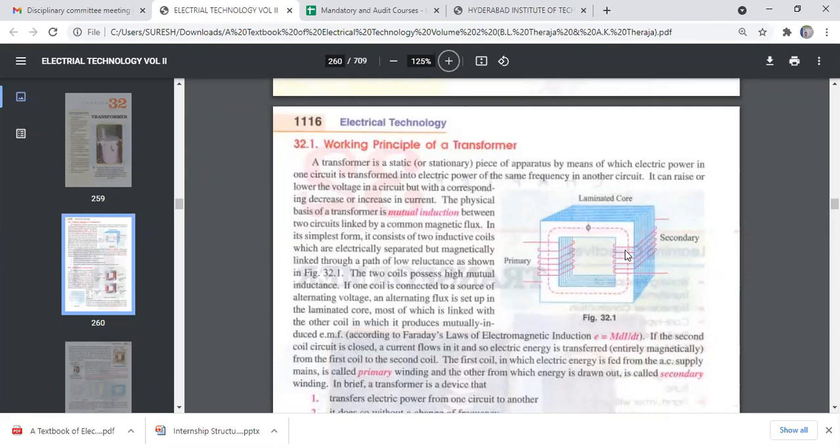Now, what is the principle in the transformer? The principle is mutual induction. What is this mutual induction? We'll see now. I will explain on the board. What do you mean by mutual induction? Okay, see here. I'll explain it on the board. Wait for 1 minute.